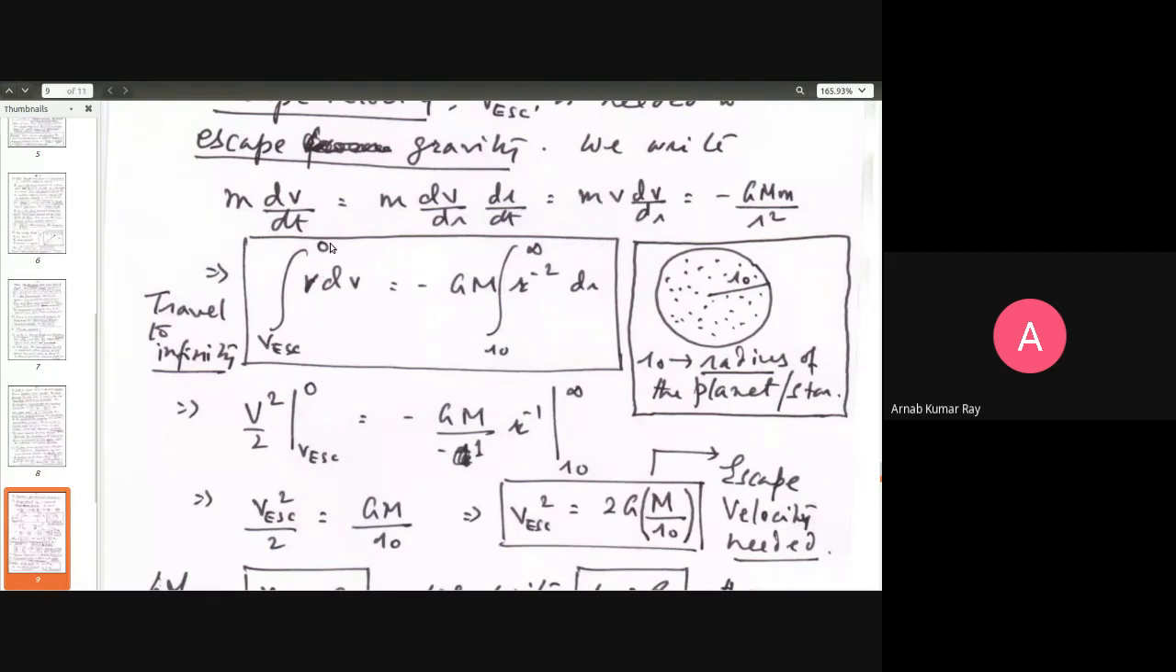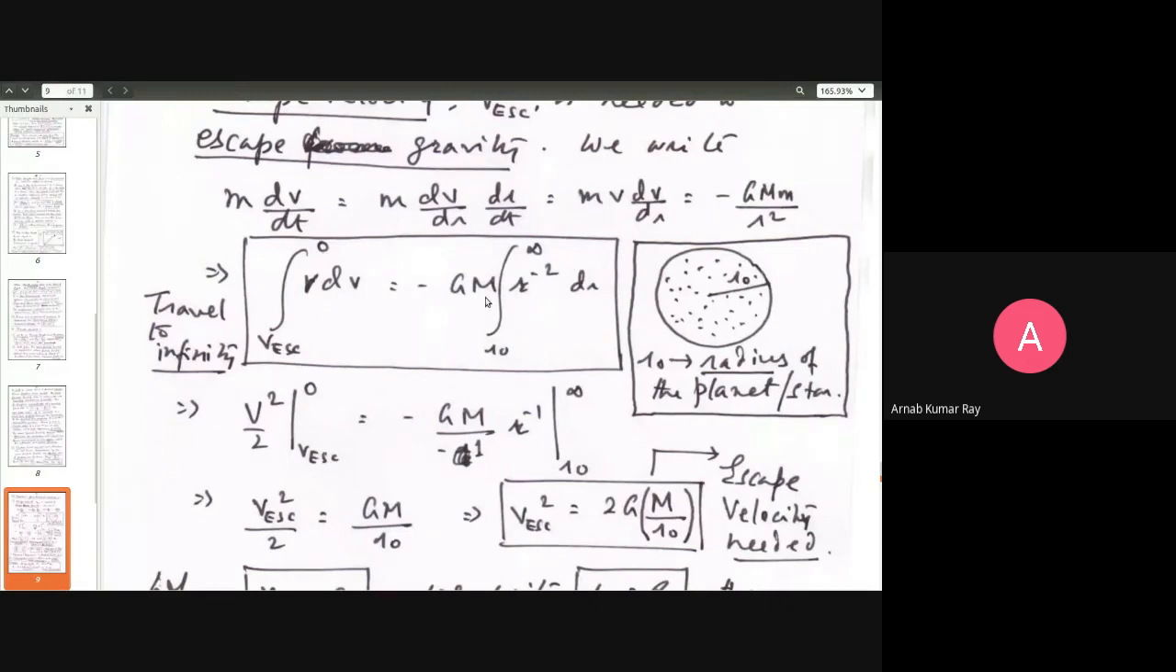But where does Earth's gravity finally go to zero? The Earth's gravity actually goes to zero at infinity, because it is minus GM by r squared. When r becomes infinity, this gravitational force will be zero. So you will have to take the particle all the way to infinity, where its velocity will become zero. If you impart greater velocity, then it will be non-zero, whatever.